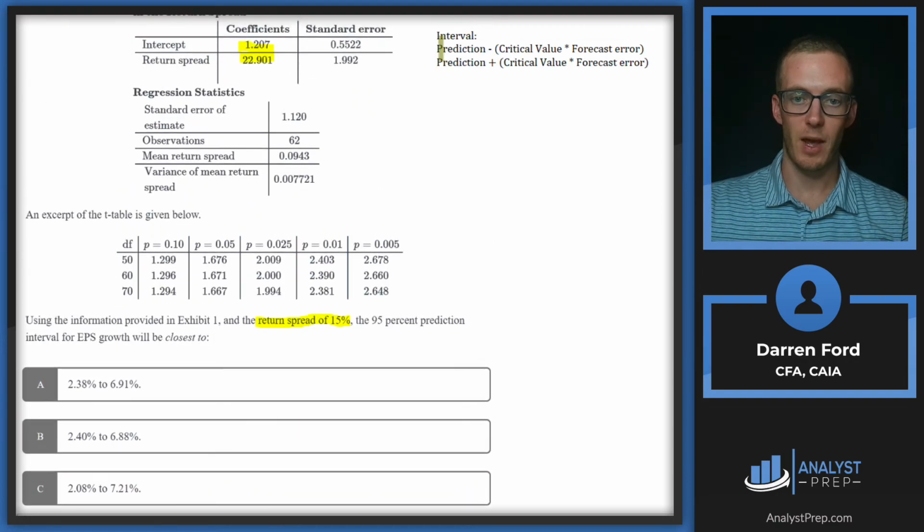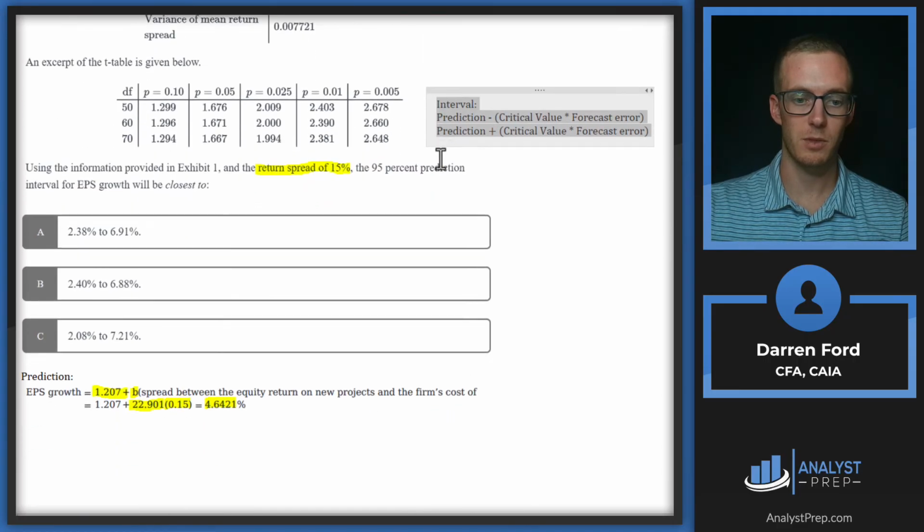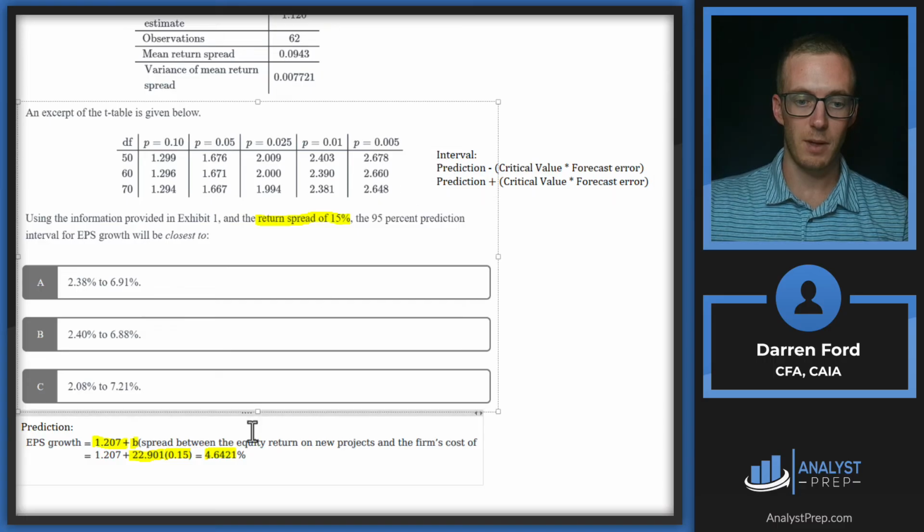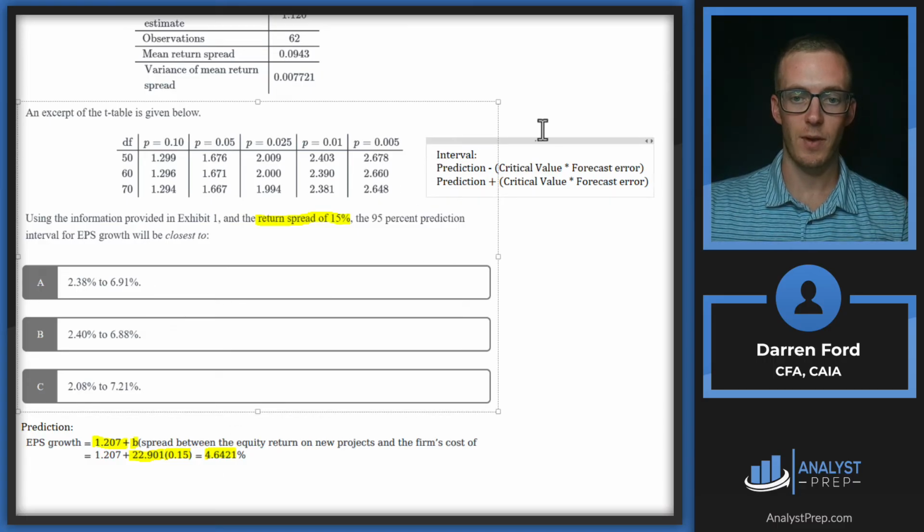So this is going to be our prediction value, 6.4. Let me pull this down so they're next to each other, so you can see them both on the same screen. So that prediction is going to be 4.6421. That'll be our first value here.